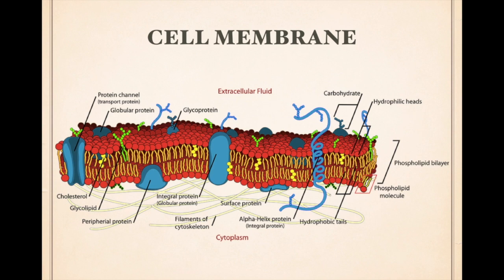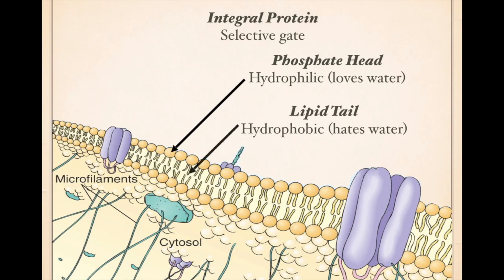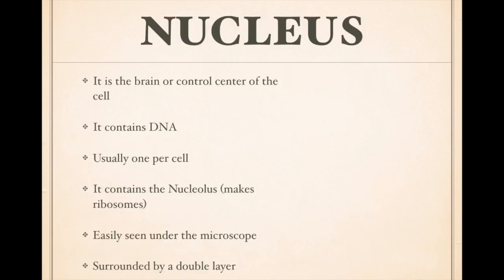But you also have a little blue thing going through the cell membrane, and that is called the integral protein, and it acts as a gate to transfer different things through it. So it acts as a little bridge or a gate. Here again, we have the phosphate heads, the lipid tails, and the integral protein or the gate.